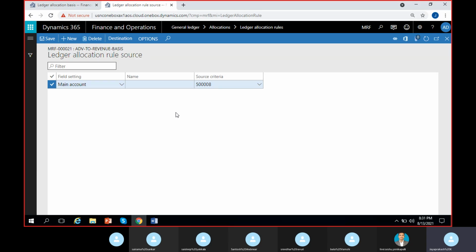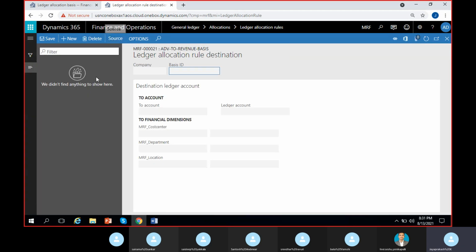I'm selecting only advertisement expenses here. So then I'll go for destination. The next step is destination only, right? This I'll explain. In destination, I have to create destinations.